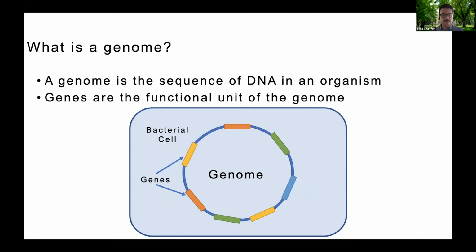And on that genome, there's a bunch of different bars of different colors. And those bars represent genes that are present in the genome. So for example, here, our little genome would have 7 different genes.